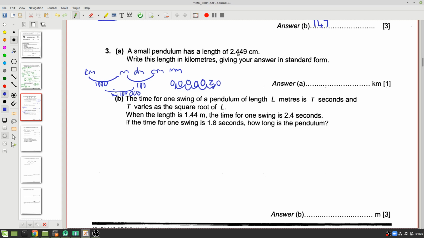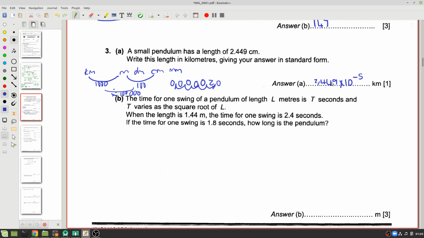Okay, so that's exactly what we're going to do here. For standard form, we still need a whole number, a non-zero in front of the decimal. So we're going to write 2.449 times 10. And how far did we move the comma to the left? 5 units. So because it's to the left, we have a negative 5. That'll give us the number of kilometers.